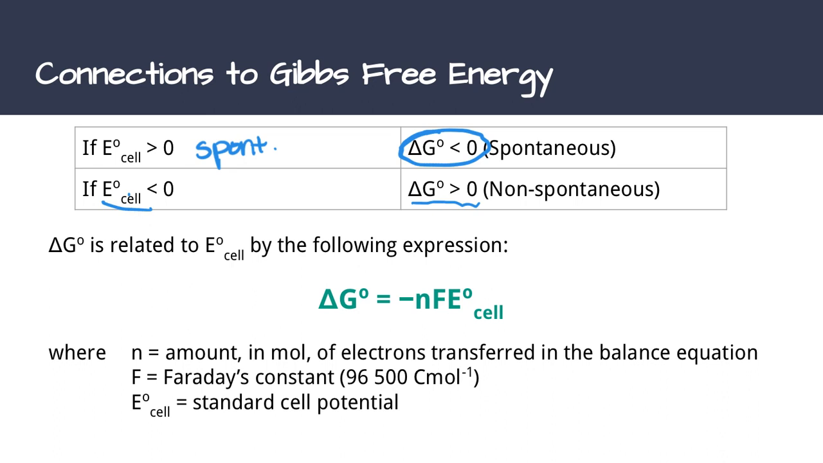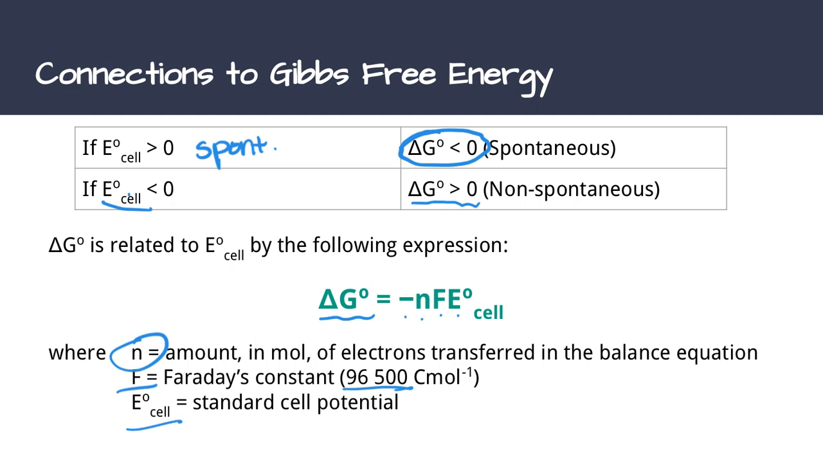We can use an equation to relate these two values together, where delta G, or the Gibbs free energy, is equal to negative NFE0. N is the amount in moles of electrons that are transferred in the balanced equation. F is Faraday's constant, which is a constant value given to you. And then the E0 of the cell is something that you can calculate from data tables.